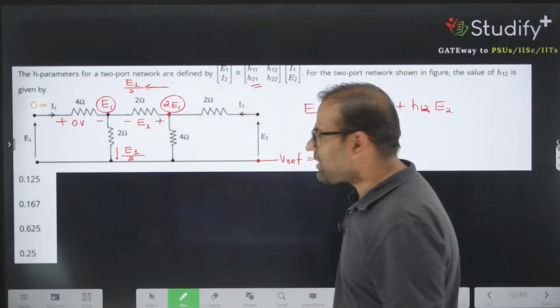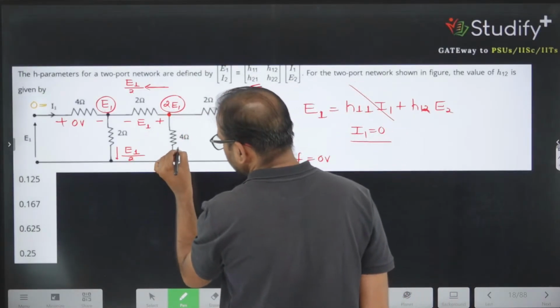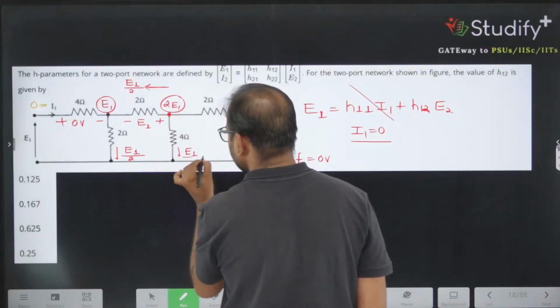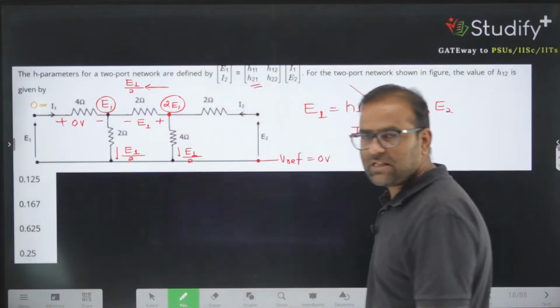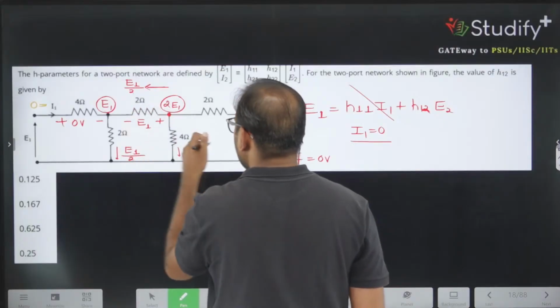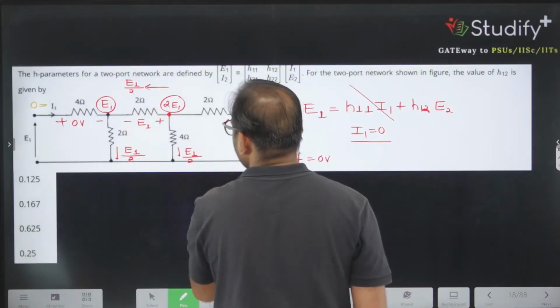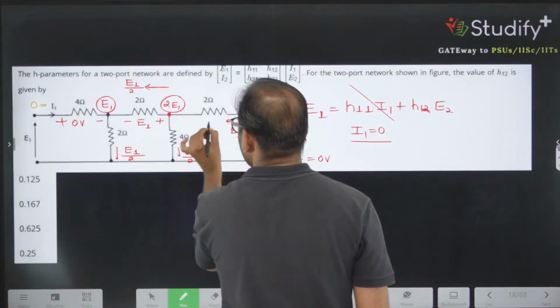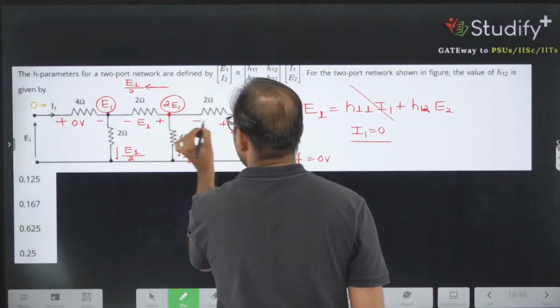Correct? If this is 2E1, what is the current going in this branch? The current going in this branch is E1 by 2. If E1 by 2 is going in this branch, what is the current coming from here? E1 current is coming from here. So you can say this potential drop is what?